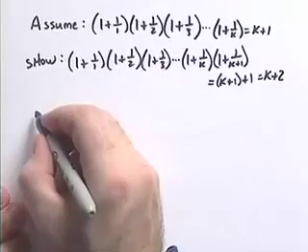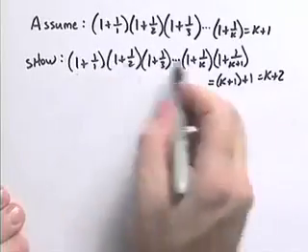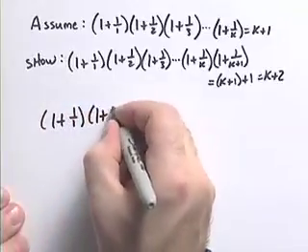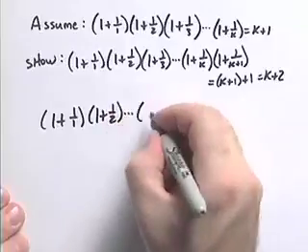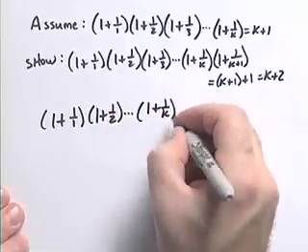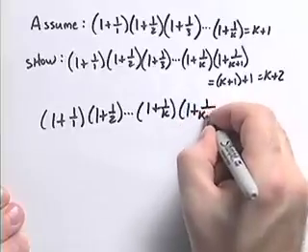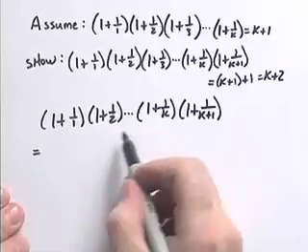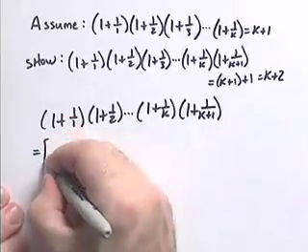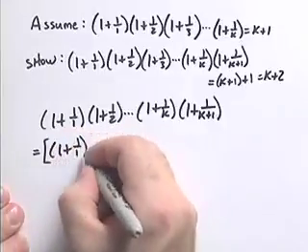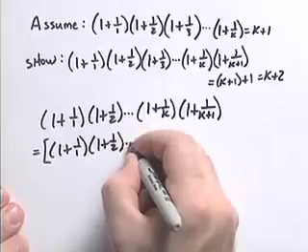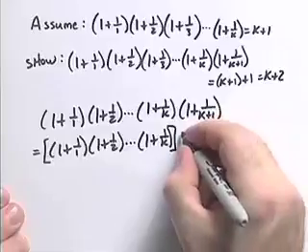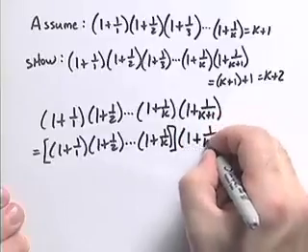So we're going to go ahead and start with our left-hand side here. So we're going to get (1 + 1/1)(1 + 1/2)...(1 + 1/k)(1 + 1/(k+1)). Now we can group everything together except for this last factor. So we'll have (1 + 1/1)(1 + 1/2)... times (1 + 1/k), group all that together, and then multiply by (1 + 1/(k+1)).